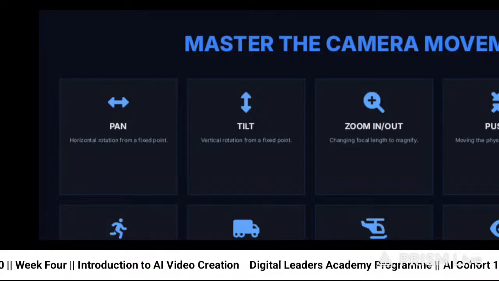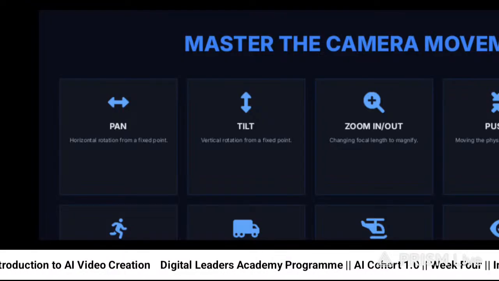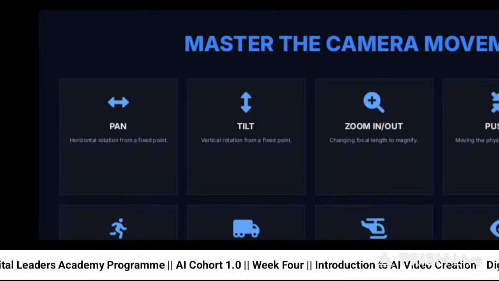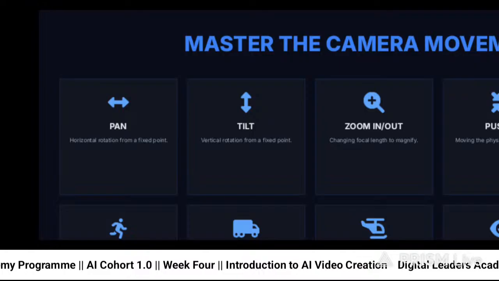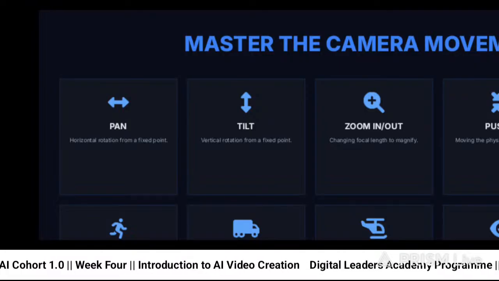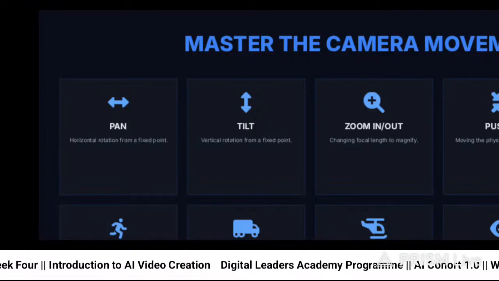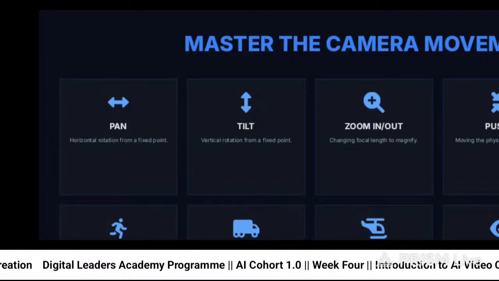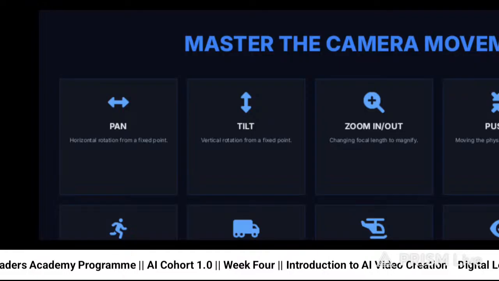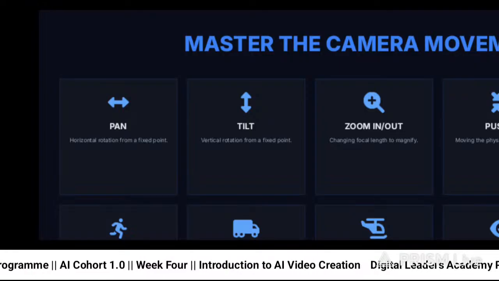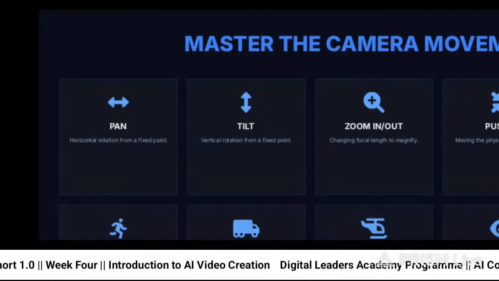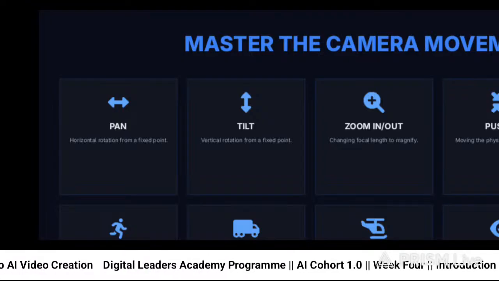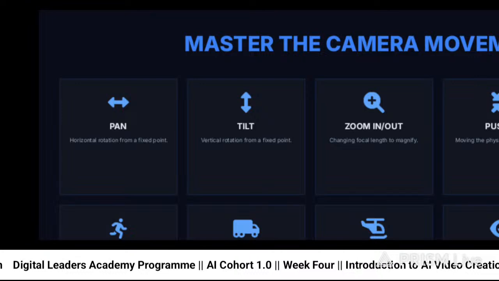Now we have the tilt movement. This one is the vertical rotation, vertically. I believe we understand what these words mean. Horizontal is just a straight line that is straightforward. A vertical line is also a straight line, but that is running from top to bottom. Let me use the scenario of someone plotting a graph. We know the horizontal axis and the vertical axis. Now the tilt is a vertical rotation from a fixed point. The camera is going in a vertical rotation to capture the scene with your character.